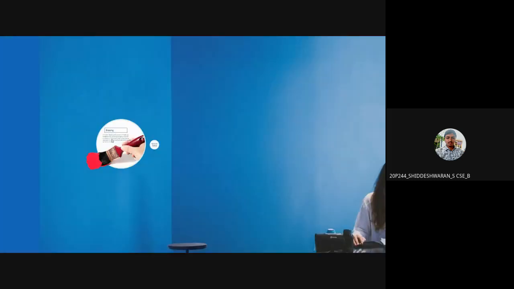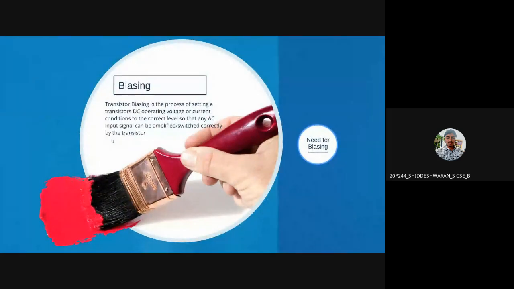Today I am here to address a seminar on the topic of biasing of bipolar junction transistors. Firstly, if we see the definition of biasing, biasing basically means that we are providing optimal conditions to proceed our amplification or switching circuits correctly. That is, transistor biasing is the process of setting a transistor's DC operating voltage and current conditions.